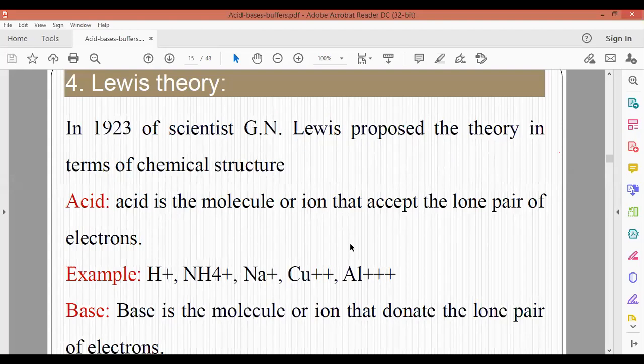That which has a sour taste has pH less than 7, and pH more than 7 is basic. Bitter in taste acts as a base, sour in taste acts as an acid, and the compound which changes blue litmus to red acts as acidic, and red litmus to blue acts as basic. Now the last theory is nothing but the Lewis theory.